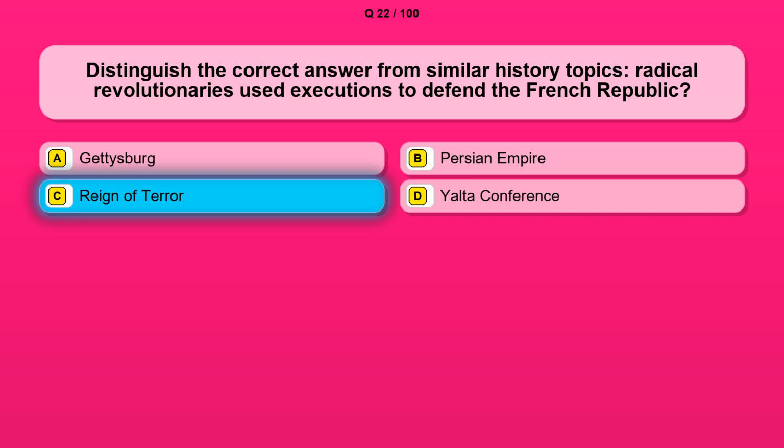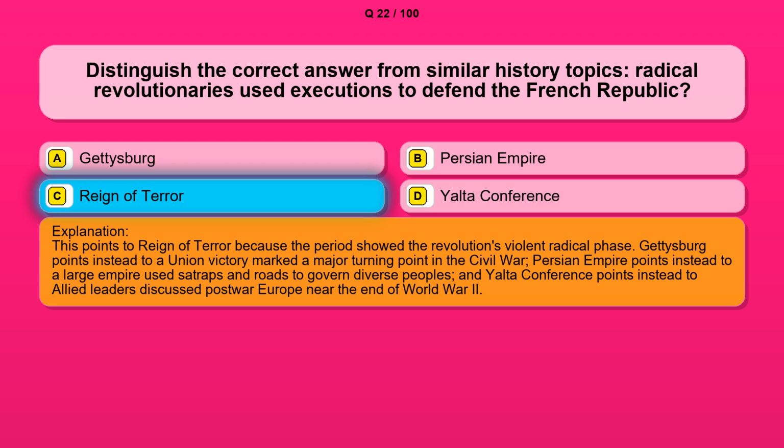The correct answer is option C, Reign of Terror. This points to Reign of Terror because the period showed the revolution's violent radical phase. Gettysburg points instead to a Union victory that marked a major turning point in the Civil War. Persian Empire points instead to a large empire that used satraps and roads to govern diverse peoples, and Yalta Conference points instead to Allied leaders discussing post-war Europe near the end of World War II.